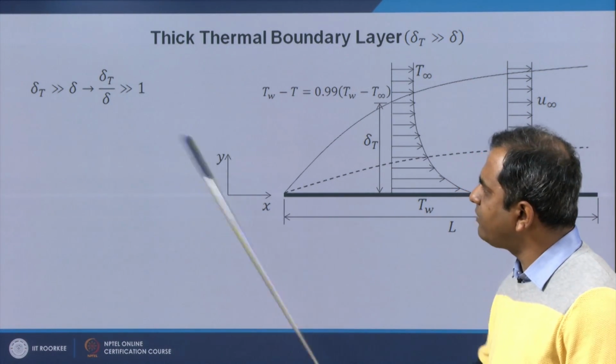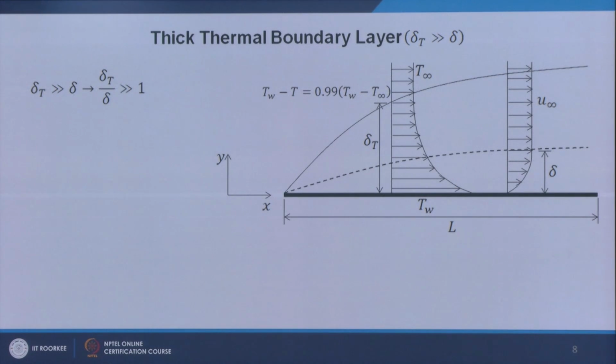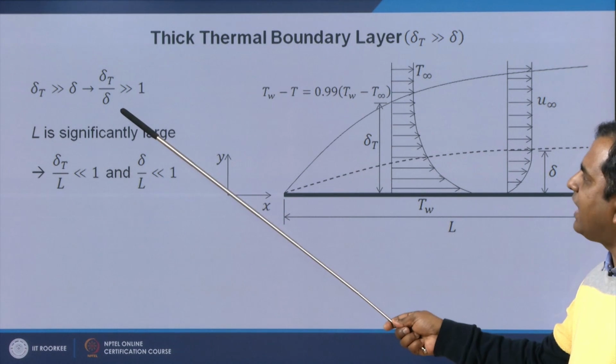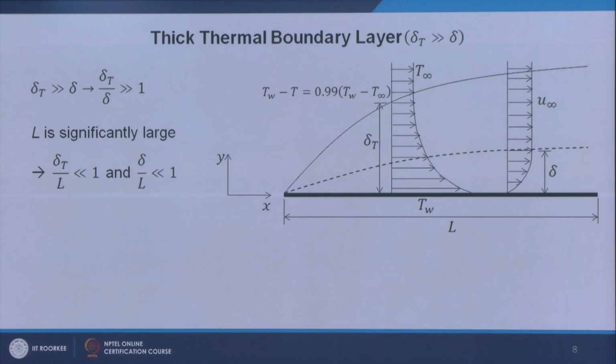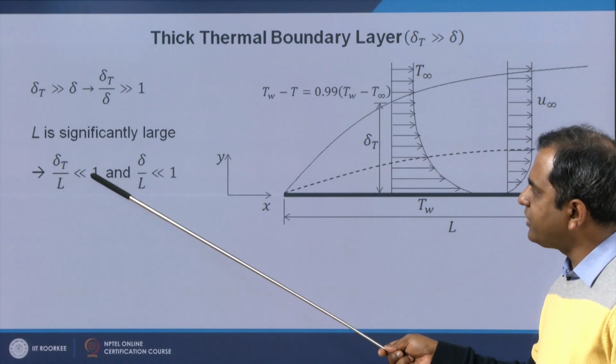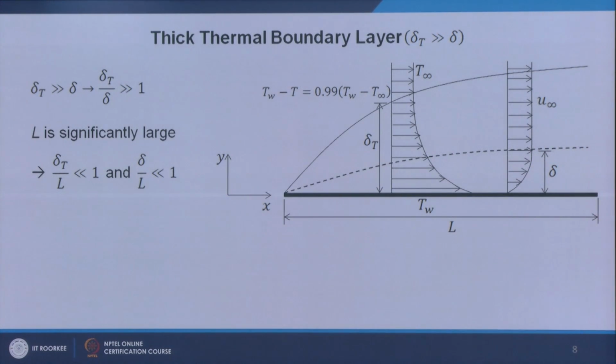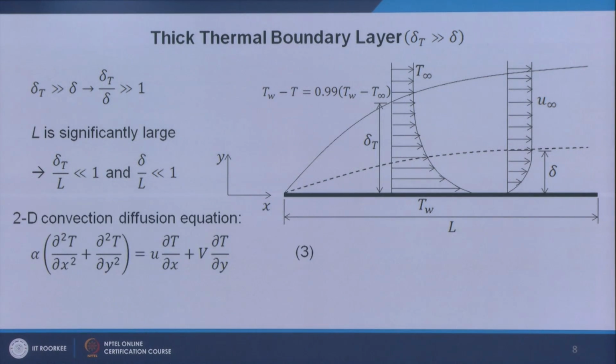So from the figure we have already shown delta T is much larger than delta, and we can write down that delta T by delta is actually greater than 1. Now if we take the plate very long, so it is a very long plate, let us say L is very high, so delta T by L is actually less than 1, and delta by L is less than 1. Okay, L is significantly large.